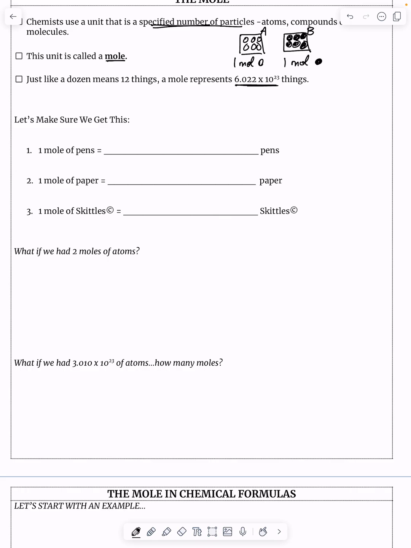If I have a mole of pens, that means I have 6.022 times 10 to the 23rd pens. If I have a mole of paper, that means I have 6.022 times 10 to the 23rd sheets of paper. If I have 1 mole of Skittles, that means I have 6.022 times 10 to the 23rd Skittles.